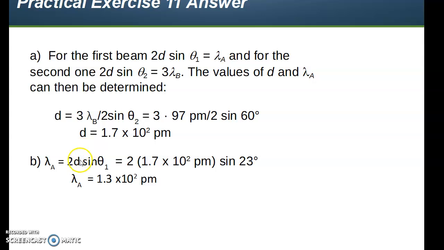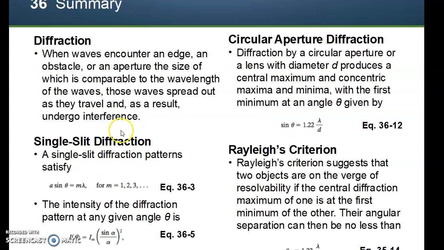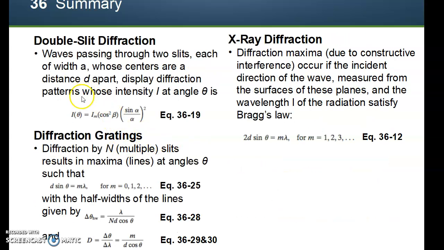So anyway, I hope that has been instructive. Here's a summary in the last two slides about diffraction, single slit diffraction and the equations there. Circular aperture diffraction, where you have this factor involved there as well. Rayleigh's criterion, theta sub r equals 1.22 lambda over d. And this is for the two objects on the verge of resolvability. Okay, what's the angle that they have to be? Double slit, this is the intensity involved. So for double slit, you have this second factor involved there as well.